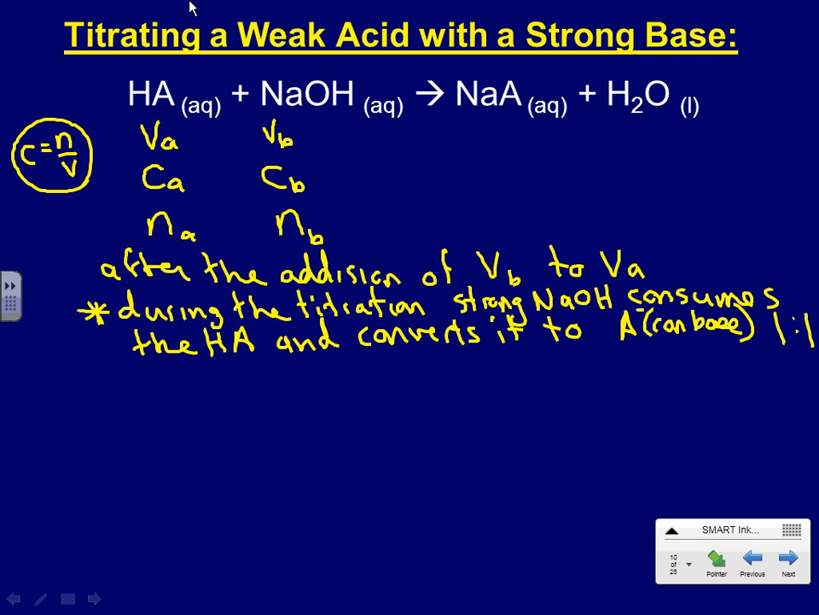Now we need to think about this because before the equivalence point, there's still going to be some moles of acid left. So, weak acid.